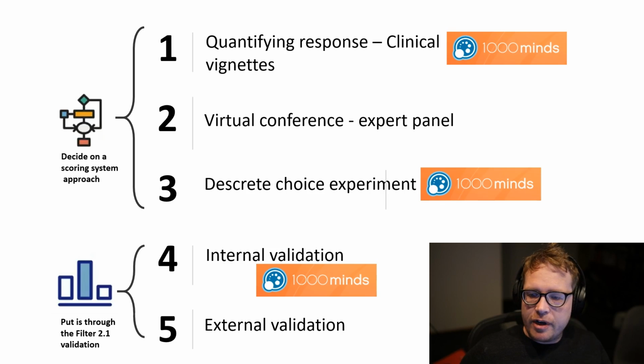In these steps, we will rely on an expert panel investigator and patient research partners. We will rely on the same individuals throughout this process. At some of the steps, we will use 1000Minds, a decision-making software to facilitate decision-making involving multiple criteria. The steps are 1. Quantifying response using clinical vignettes. 2. Virtual conference among the expert panel where the criteria will be drafted. 3. Discrete choice experiments to obtain weight. 4. Internal validation. And 5. External validation.